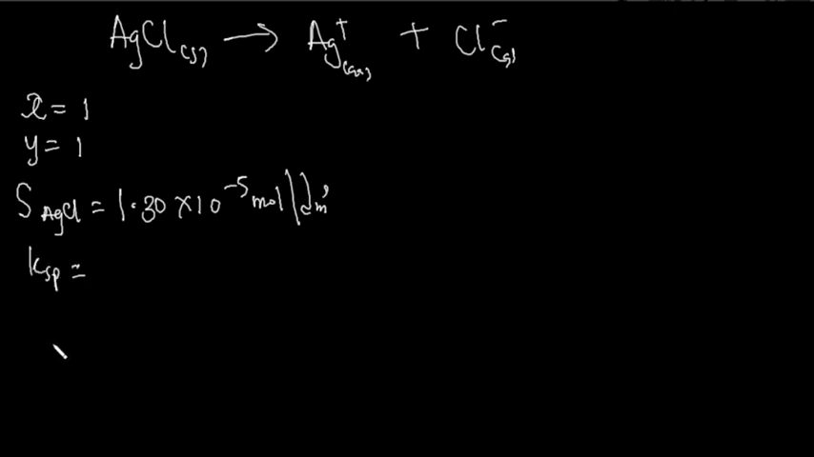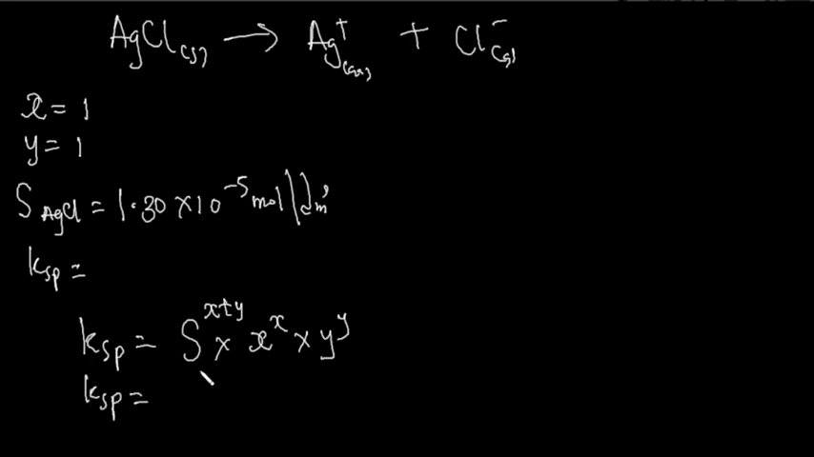Is there any formula that relates solubility product to solubility directly? Yes. And what is the formula? Solubility product equals s raised to power x plus y, times x raised to power x times y raised to power y. So let's get to work, which means that the solubility product is going to be equals s. What is our s in this case? 1.303 times 10 raised to power minus 5 is the s, raised to the power of x plus y, which is 1 plus 1, multiplied by 1 raised to power 1 times 1 raised to power 1.